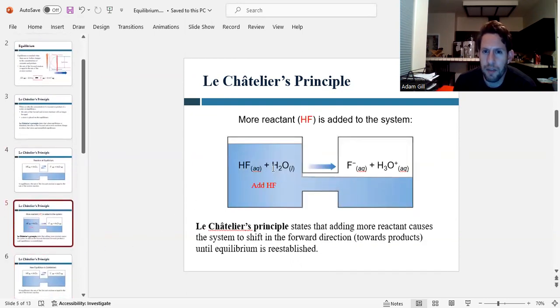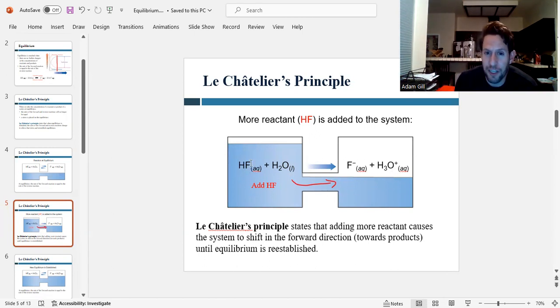Now, what would happen if we added more reactant? Let's say we wanted to add more HF into the reaction mixture. Well, that's like adding more water into one of the tanks. And so what's going to happen if you add more water into this tank here on the left? Well, because of gravity, water is going to flow forward into the other tank.